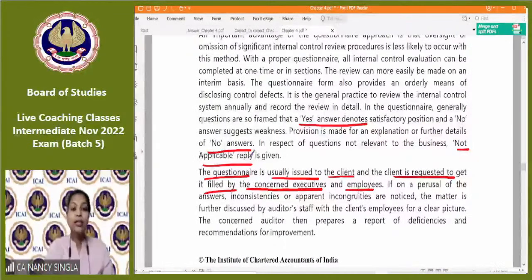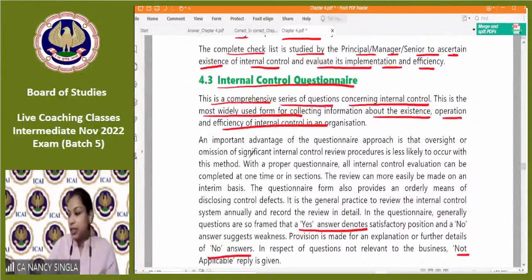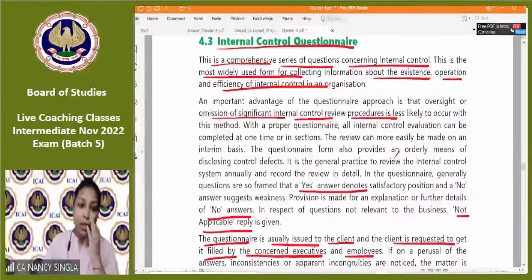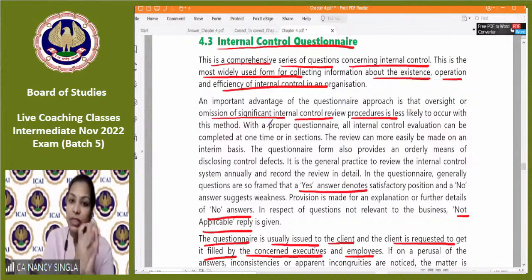ठीक है? What are the benefits of internal control questionnaire? So first of all, see, when questions are framed, let's say with respect to purchases, certain questions are given to the purchases personnel. So chances of omission of significant control review procedures is less, because you are drafting a question. Narrative record nahi hai na, that anything important will be overlooked. You are simply asking certain questions. So chances that any important significant control review procedure will be left is less. ठीक है? And if a proper questionnaire is given, suppose you give a questionnaire relating to purchases personnel, you give a questionnaire relating to sales personnel.